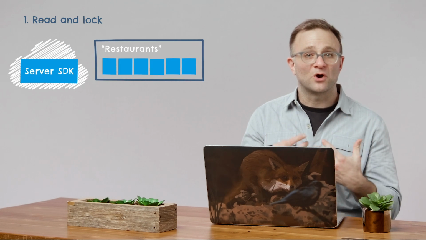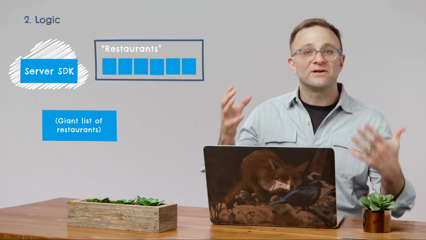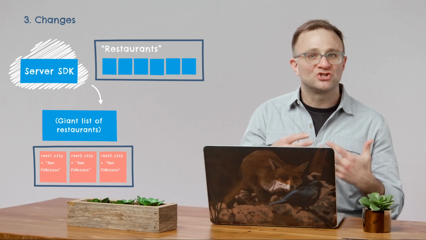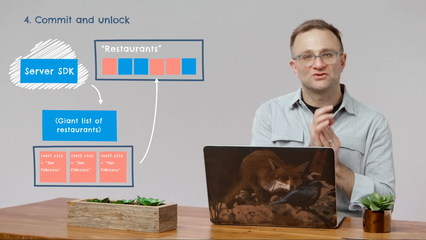Well, this one's interesting. If I were using the server SDKs, I could create a transaction where I would perform a query for all restaurants where city equals San Francisco. Then I could iterate through the entire results of the query and build out a bunch of write statements to change the city name in each of these documents. And then I could get everything done in one nice transaction.